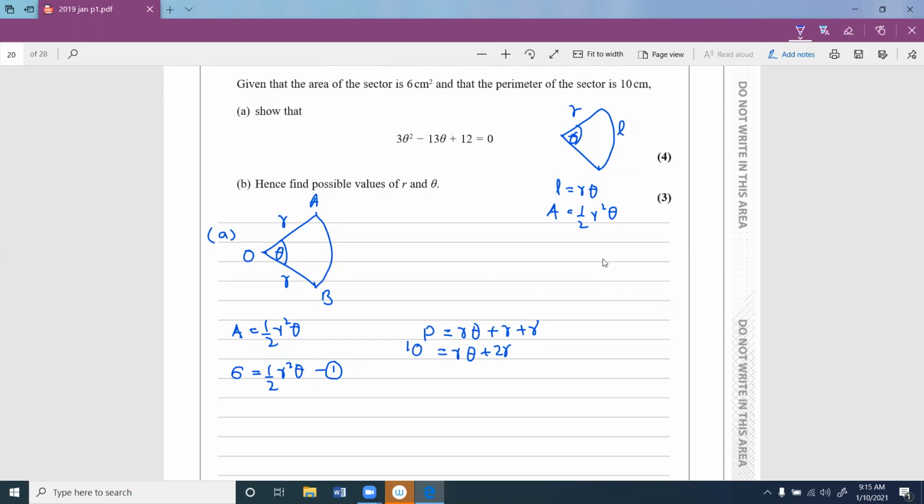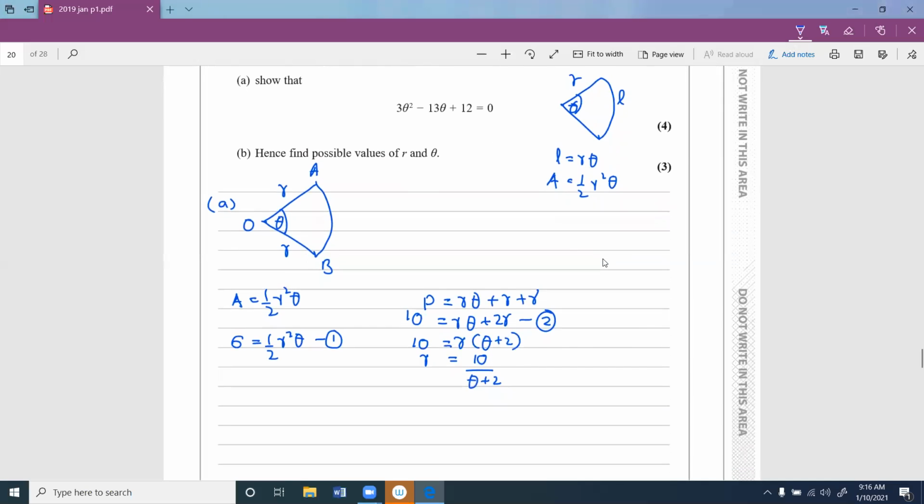Then what we need to understand is my second equation. You can see the equation is independent from r. Therefore, we need to remove r from this expression. How to remove r? Just take r out from here: r(theta plus 2) is 10, so r equals 10 over theta plus 2, right? Now I will substitute this into the other equation to remove r. That is the way you get an expression independent of r.